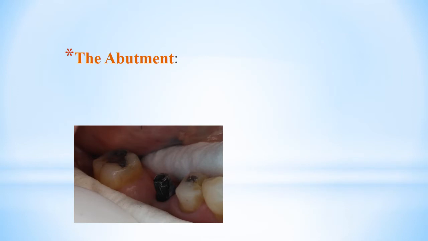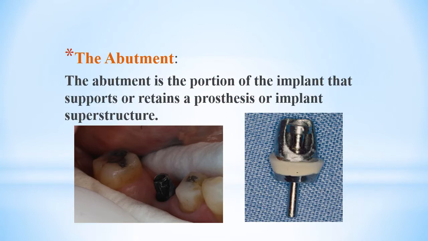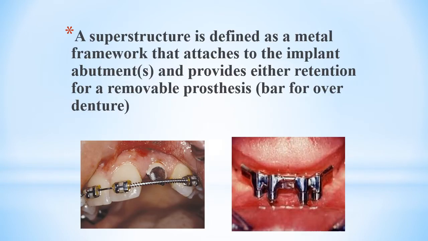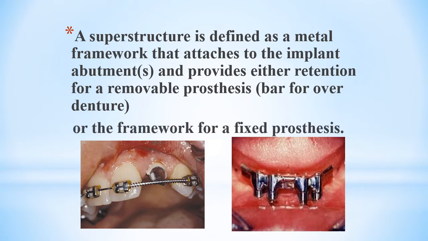The other important equipment is the abutment. The abutment is the portion of the implant that supports or retains a prosthesis or implant superstructure. A superstructure is defined as a metal framework that attaches to the implant abutment and provides either retention for a removable prosthesis, a bar for an overdenture, or the framework for a fixed prosthesis.